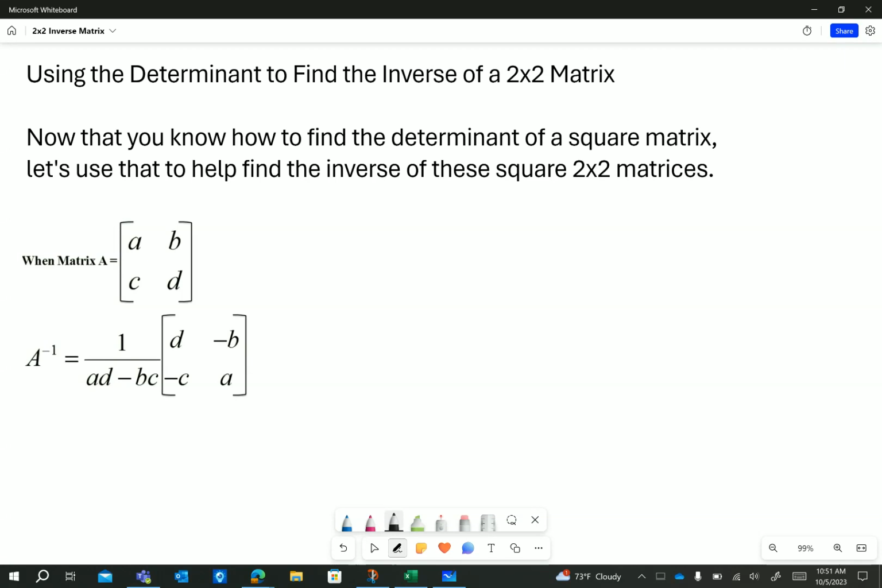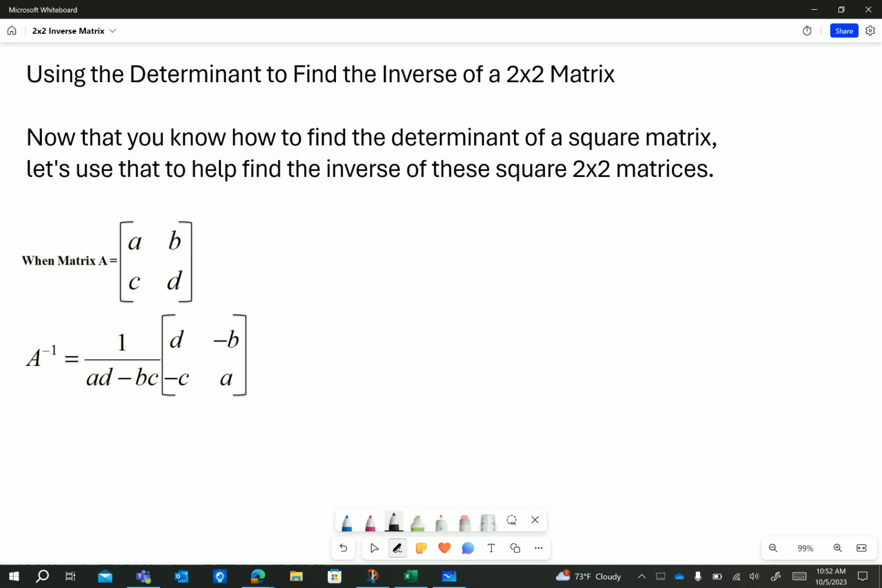In this lesson, we are going to use the determinant now to find the inverse of a 2 by 2 matrix. So again, as you know, we have been using the augmented matrix method to find the inverse of a 2 by 2 and 3 by 3 matrix. Here is the shorthand way of using the determinant to find the inverse of a 2 by 2 matrix so that we don't have to use the augmented matrix method.